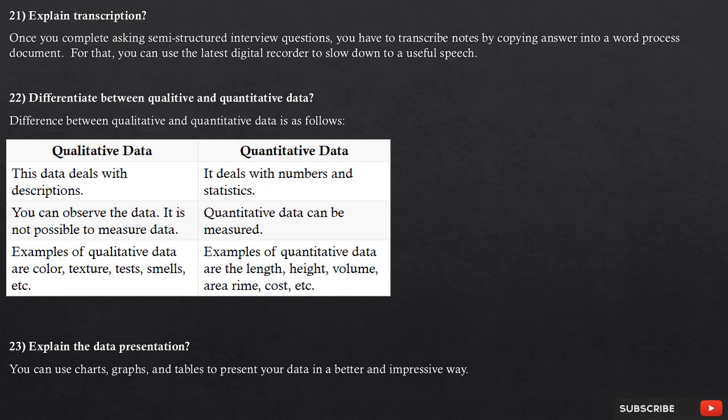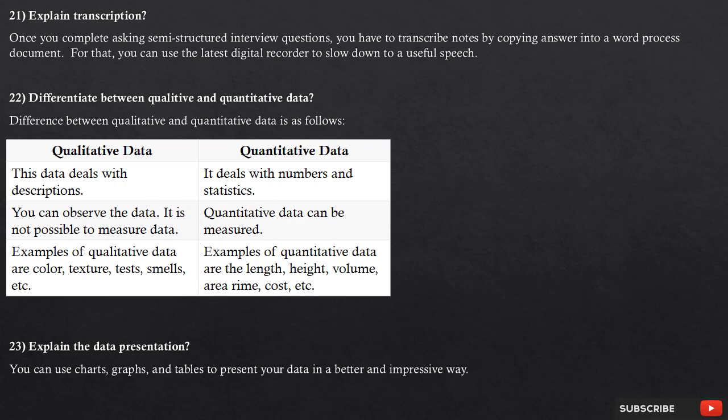22. Differentiate between qualitative and quantitative data. The difference between qualitative and quantitative data is as follows. Qualitative data deals with descriptions. Quantitative data deals with numbers and statistics. You can observe qualitative data, but it is not possible to measure it. Quantitative data can be measured. Examples of qualitative data are color, texture, tastes, smells, etc. Examples of quantitative data are length, height, volume, area, cost, etc.